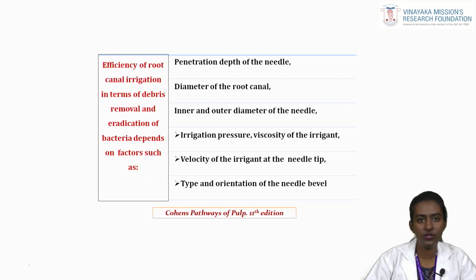The efficacy of root canal irrigation in terms of debris removal and eradication of bacteria depends on factors like the penetration depth of the needle, the diameter of the root canal, the inner and outer diameter of the needle, the pressure at which the irrigation is done, the viscosity of the irrigant, the velocity of the irrigant at the needle tip, and the type and orientation of the needle bevel.